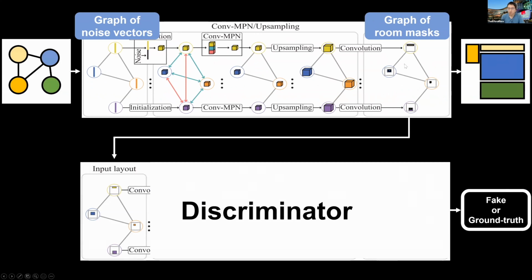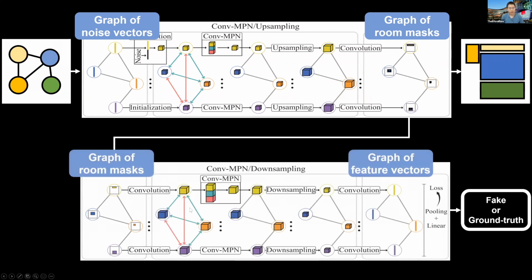So the input is a graph of segmentation masks. So this comes here. And then again, message passing, this time downsample, go back, message passing, downsample, again the same number of times, twice or 3 times. Then we do just a CNN encoder. You get the feature vector, followed by a linear layer to output true or false. So pretty symmetric design.